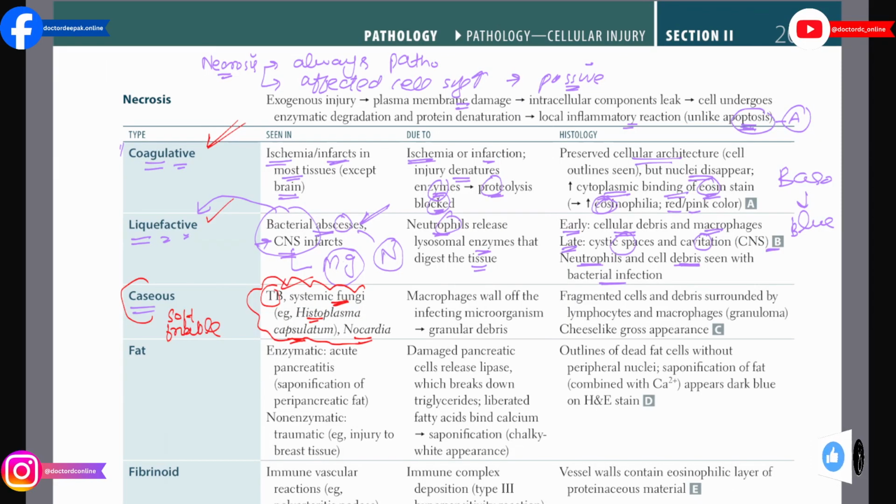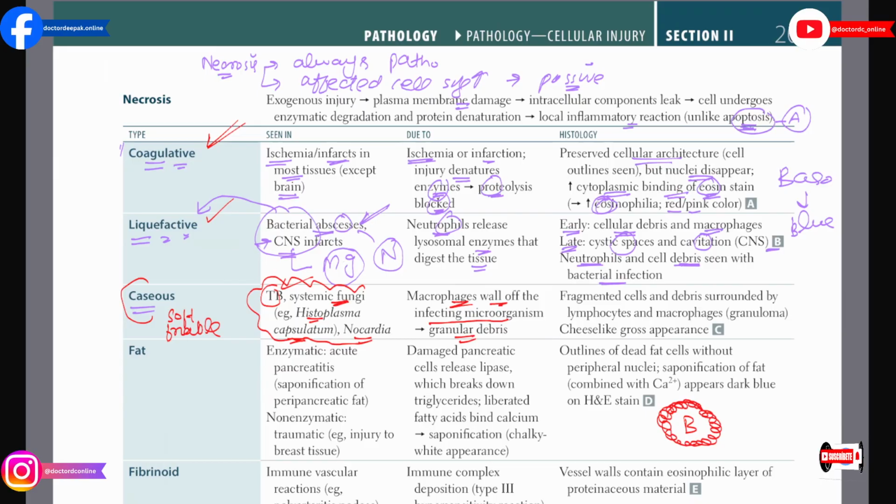Then also, as I already told you guys, in tuberculosis infection we have granulomas, and a granuloma is formed with the help of macrophages. Basically, these macrophages will wall off the infecting microorganism, and that will lead to granular debris. If they ask you in the exam how a granuloma is formed, it is formed with the help of macrophages. Let's suppose this is the bacteria, and this bacteria is walled off, surrounded by the macrophages, and the macrophages then form the granular debris. This is called walled off. You are covering the bacteria.